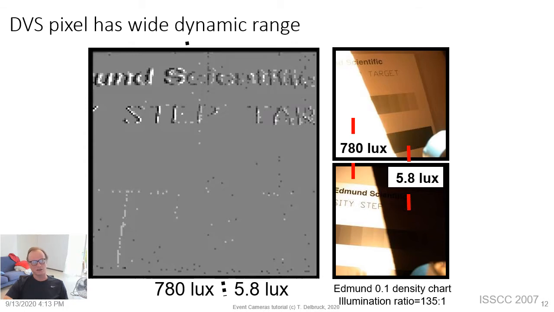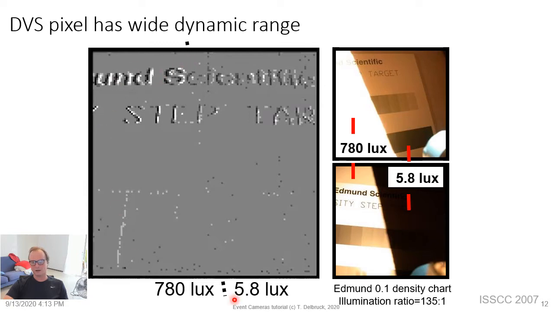Okay, this slide shows that the DVS pixel has a wide dynamic range because of its architecture. In this scene, we took an image density step chart and exposed it to a very high contrast shadow, 780 lux on the bright part and 5.8 lux falling on the dark part. And this Edmund density step chart has about 0.1 density step, about 25% contrast between each of these little squares. And so what you can see with that is that the standard camera can either expose for the dark part of the scene or for the bright part of the scene, but it can't expose for both parts.